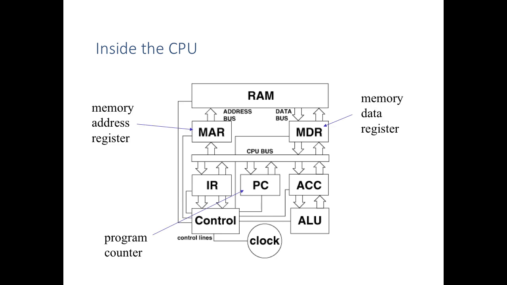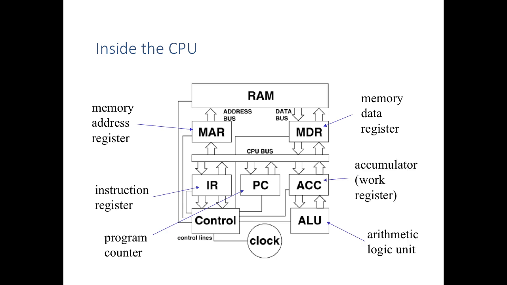So now we can see the different registers: program counter, instruction register, arithmetic logic unit, and an accumulator or work register. The accumulator, they could call that the A register, but oftentimes it's the case that you can have many registers inside of the CPU.